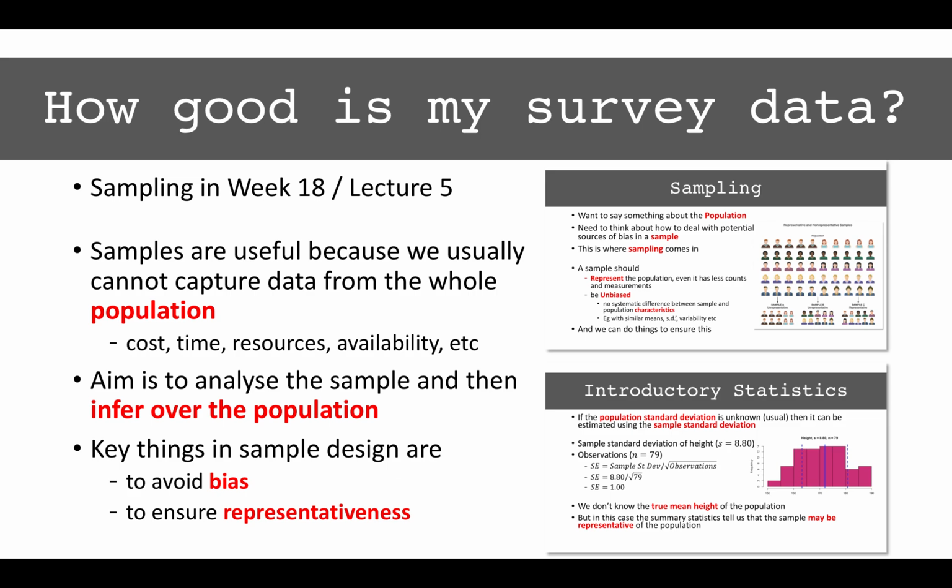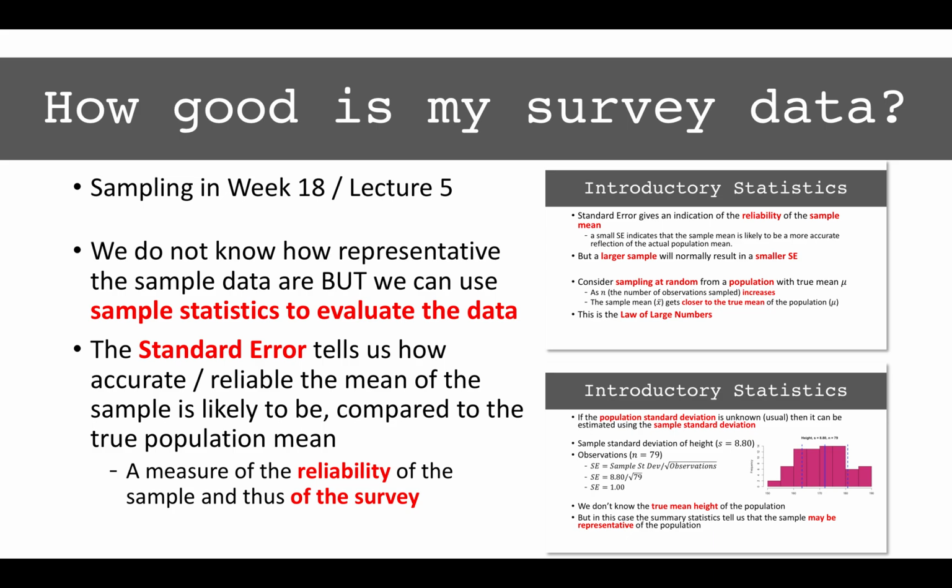Now, one of the things we did was to introduce the idea of a standard error statistic. What this does is generate a measure of the representativeness of a variable, and it evaluates the mean of that variable. So let's consider the variable height. We have a variable in our data called height, but we don't know how representative that is of the whole population. And we can use sample statistics to evaluate the height data.